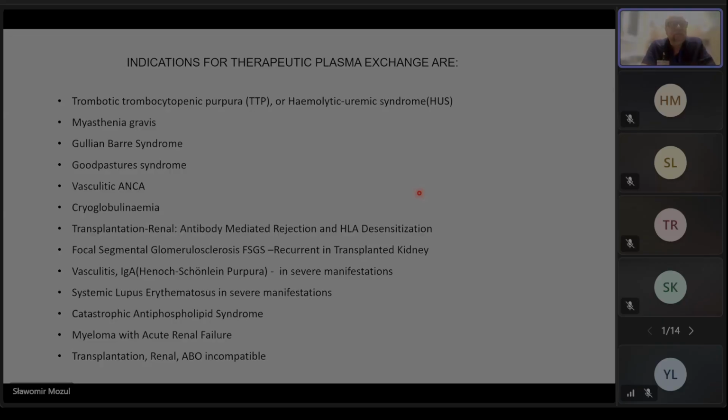focal segmental glomerulosclerosis, vasculitis, Henoch-Schönlein, systemic lupus erythematosus in severe manifestations, catastrophic antiphospholipid syndrome, myeloma, and acute renal failure. With acute renal failure and transplantation, we have renal ABO incompatibility.